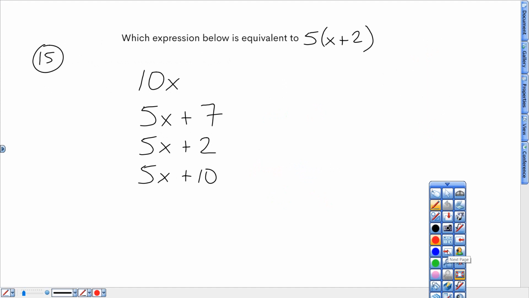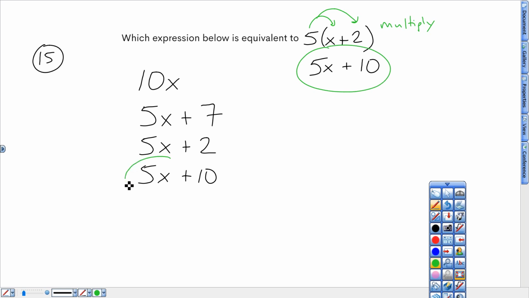15. This one wants you to distribute 5 times x. 5 times, multiply. Always, distribute is multiply. 5 times x. We write that 5x. 5 times 2. We write that as 10. This is the only one that has that 5x plus 10. All the other ones are common mistakes. This is the most common mistake right here, forgetting to times both. Don't do that. Next word is and.